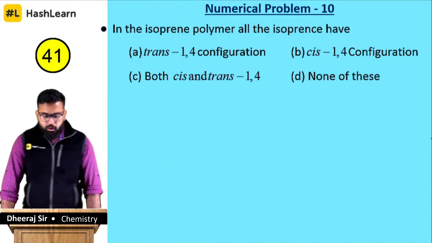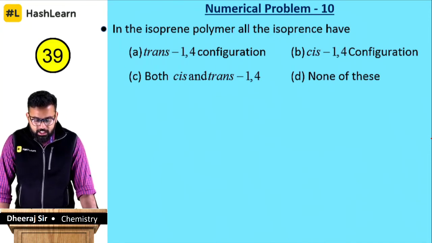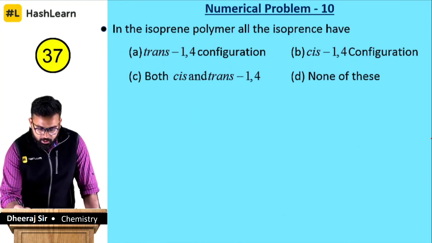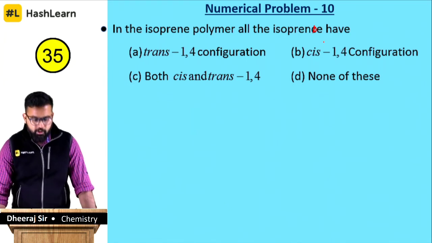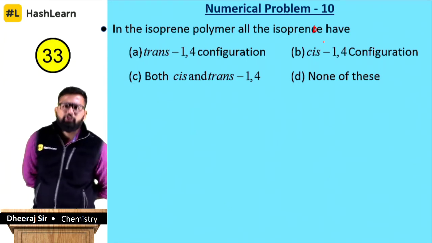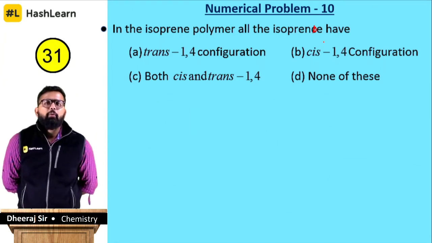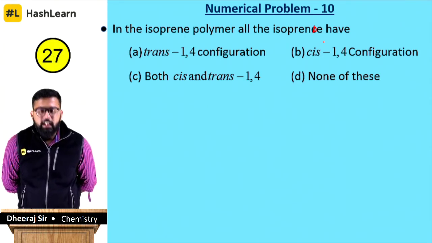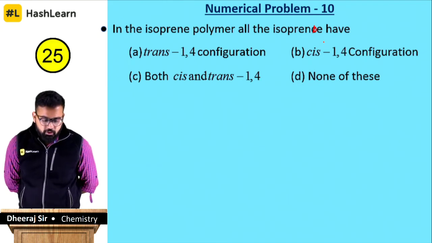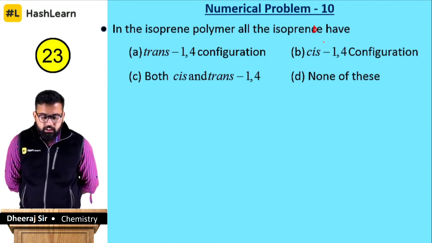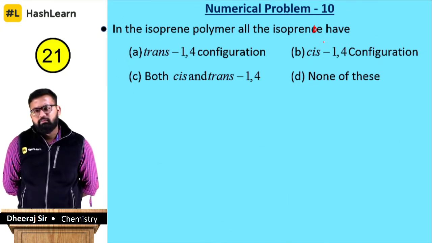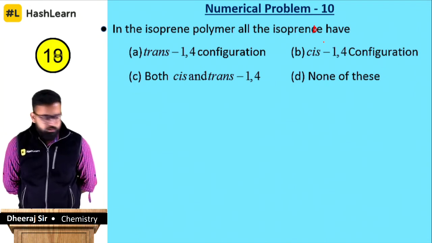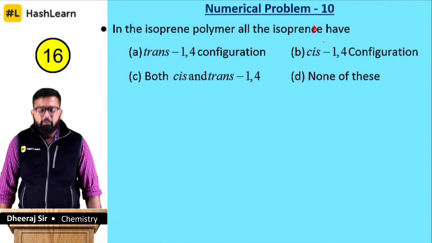In the isoprene polymer, all the isoprenes have. So isoprene polymer is natural rubber. I told you that chloroprene is the monomer for synthetic rubber. Just like that, isoprene is the monomer for natural rubber. So you just have to know what is isoprene. If you know isoprene, you can answer this. Isoprene is the monomer for natural rubber.